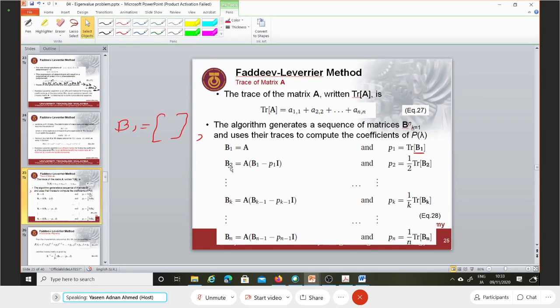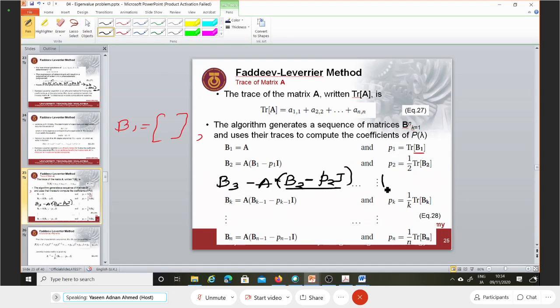In a similar way, you have to continue with B3 and B4. Then you will get P1, P2, P3, and P4. So you have to repeat the process. Next, your B3 will be A multiplied by your B2 minus P2 I. So you have to compute this minus this, which gives one matrix, then multiply it with this A matrix. This is the multiplication. Then you will again get B3.